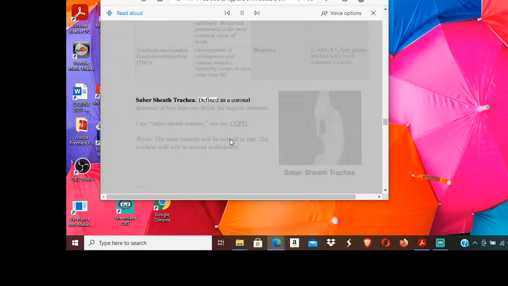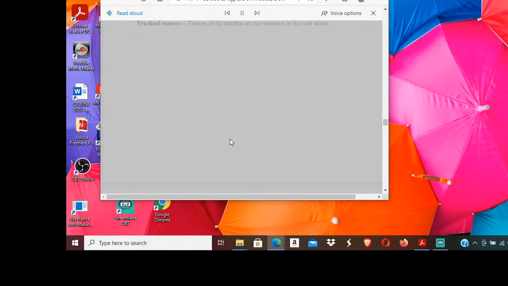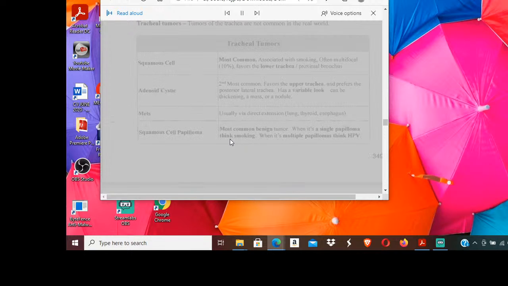Saber sheath trachea, defined as a coronal diameter of less than 2/3 the sagittal diameter. I say saber sheath trachea, you say COPD. Trivia: the main bronchi will be normal in size. The tracheal wall will be normal in thickness. Intrathoracic trachea is the most common location. Saber sheath trachea. Tumors of the trachea are not common in the real world.